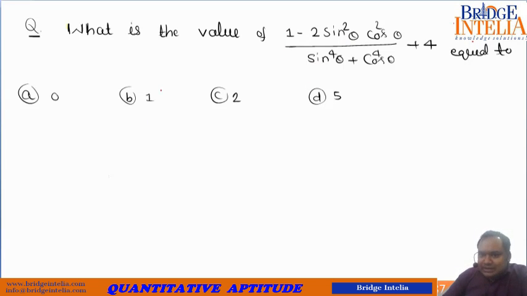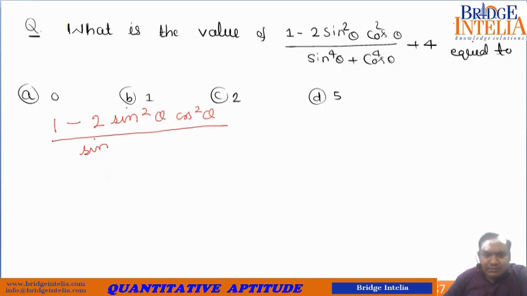So if you look at the first term in the given expression, which is what? (1 minus 2 sine square theta cos square theta) whole divided by sine to the power 4 theta plus cos to the power 4 theta, plus 4. So we keep this 4 aside for a while now, and let us see what is to be done with the first term. So there is a big hint.